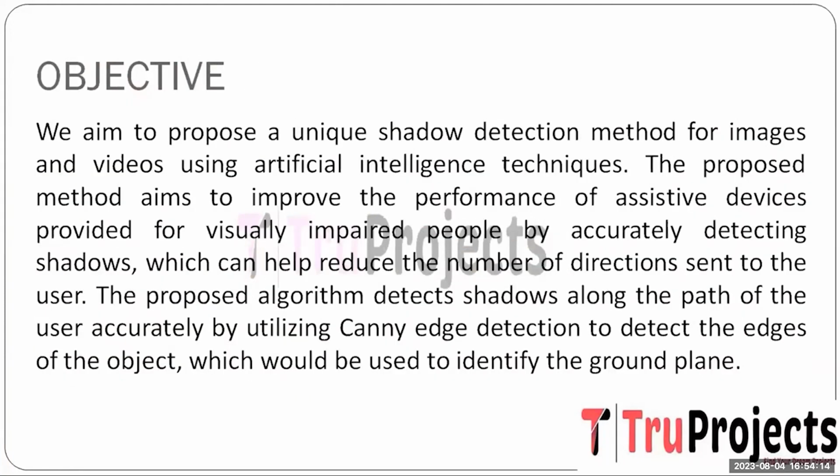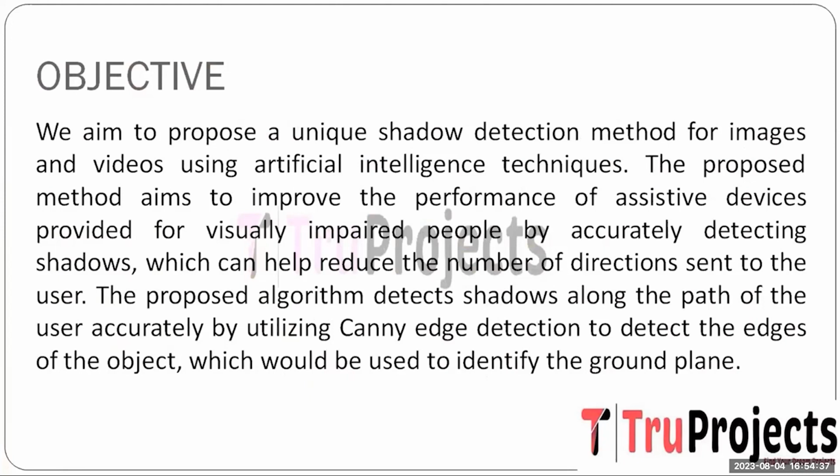Our objective is to introduce an innovative approach employing an artificial intelligence method for the detection of shadows in images. This novel method seeks to enhance the efficiency of assistive technology designed for visually impaired individuals by precisely identifying the shadows. This has the potential to minimize the unnecessary directional cues given to the users.